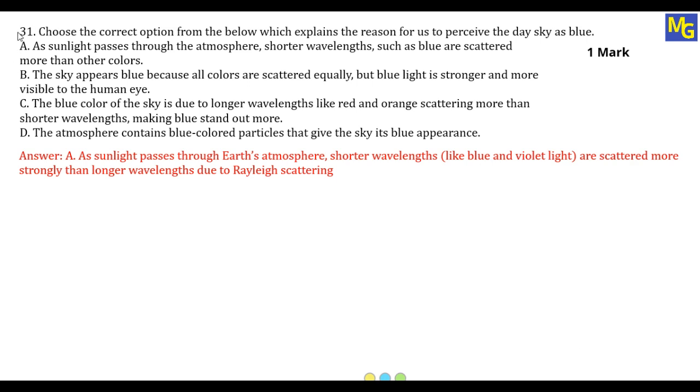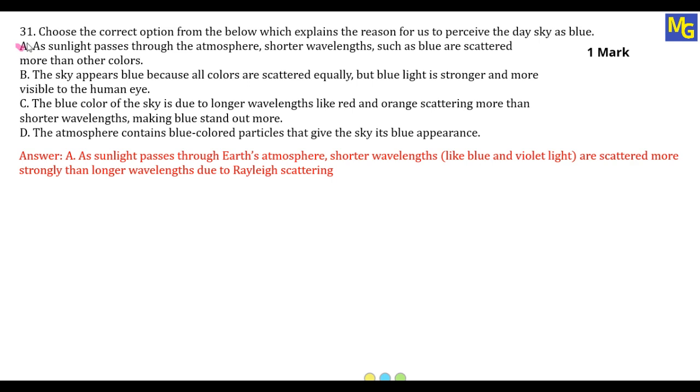So now the next question, that is question number 31. Again, it is a multiple choice question which is going to carry 1 mark. Choose the correct option from the below which explains the reason for us to perceive the day sky as blue. So during daytime the sky looks blue, and this is due to what? That reason we have to tell, and for that here they have given 4 reasons in the form of ABCD options. We have to choose the correct one.